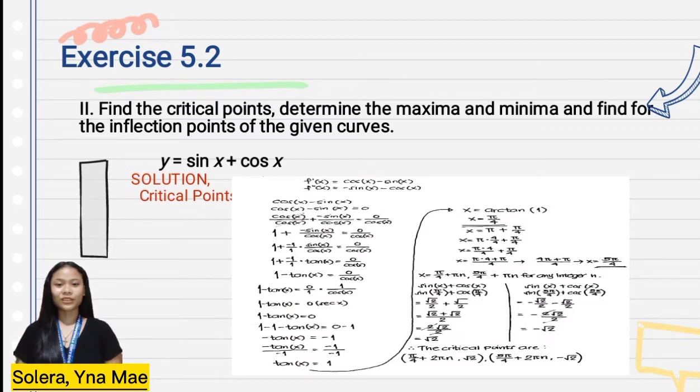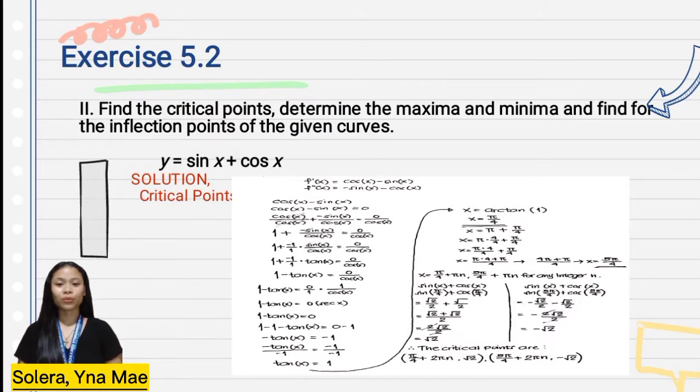Separate functions. 1 minus tangent x is equal to 0 over 1 multiplied by 1 over cosine x. Convert 1 over cosine x to secant x. So 1 minus tangent x is equal to 0 times secant x. 1 minus tangent x is equal to 0. Subtract 1 from both sides of the equation. 1 minus tangent x equals 0 minus 1. Negative tangent x equals negative 1.